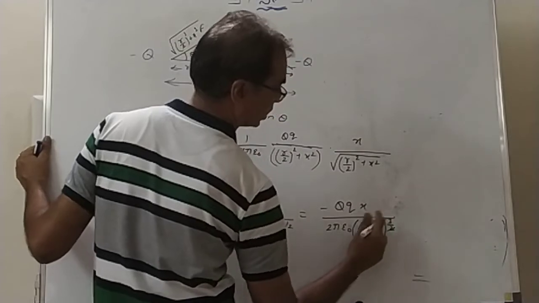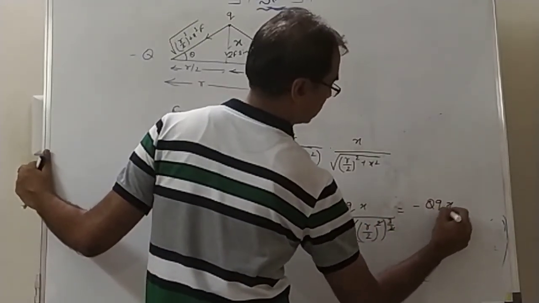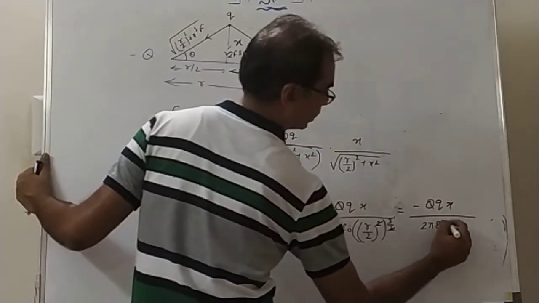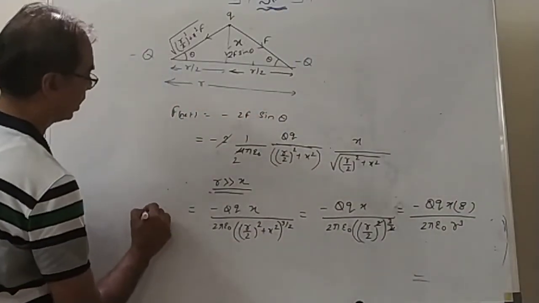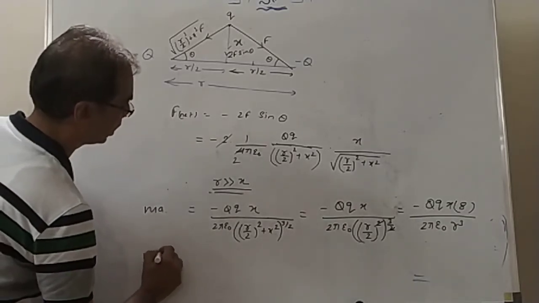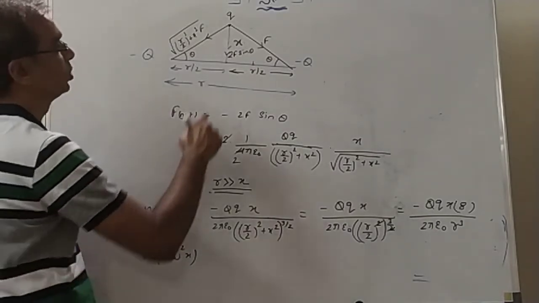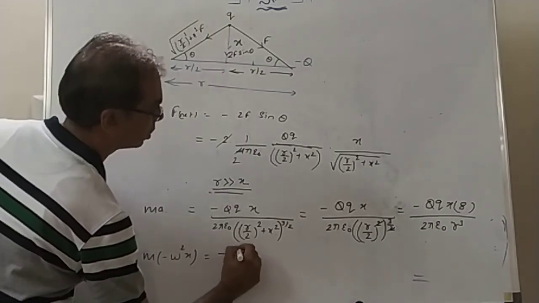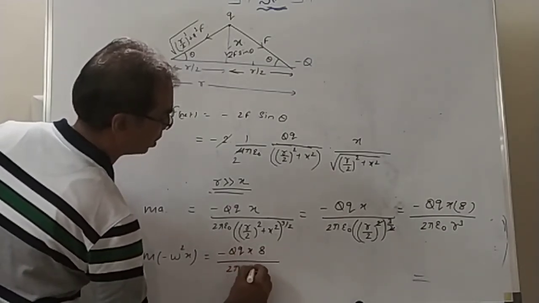So this 2 gets cancelled. This is cube. What we are getting further? Minus qx by 2 pi epsilon naught, r cube by 8. So r cube here and 8 here. This is equal to mass into acceleration. Right? Now acceleration again we are going to write as minus omega square into the displacement that we have given from equilibrium position. What is that? x. So that's equal to minus qx into 8 by 2 pi epsilon naught r cube.